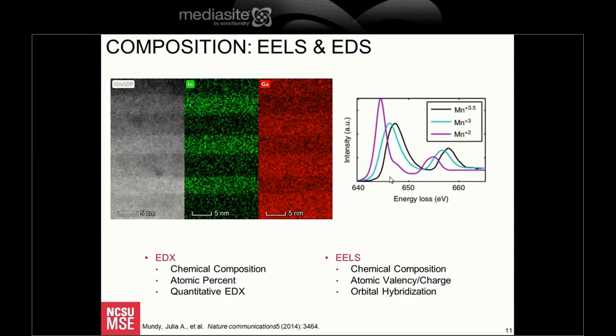With EELS, we get an entire spectrum that shows the amount of energy lost by interaction with the electron beam and the atoms. From this, we can not only get chemical composition, but we can also look at the atomic valency or charge. The image above shows manganese and the characteristic spectrum of manganese 2+, 3+, and 3.5+. In an EEL spectrum, you can calculate the ratio of these three species present in your sample.